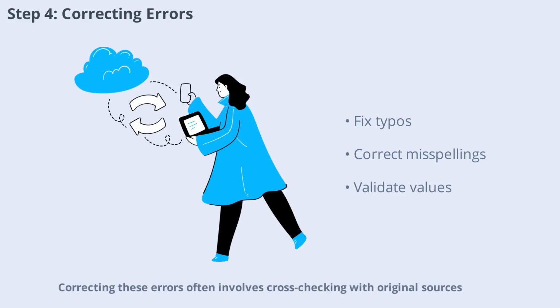Errors in data can take many forms, from typos and misspellings to incorrect values. Correcting these errors often involves cross-checking with original sources, using validation rules, or applying automated correction tools. Consistent and accurate data entry standards help prevent errors from occurring in the first place, but cleaning is always necessary to catch what slips through.